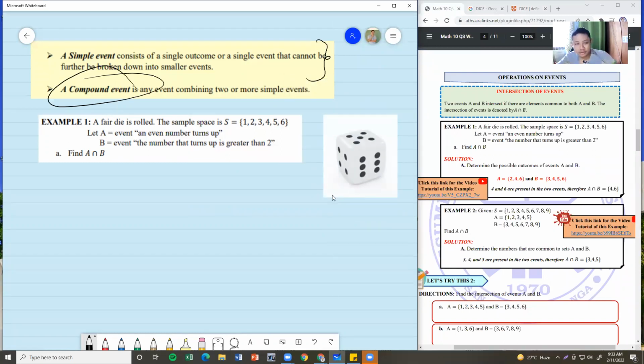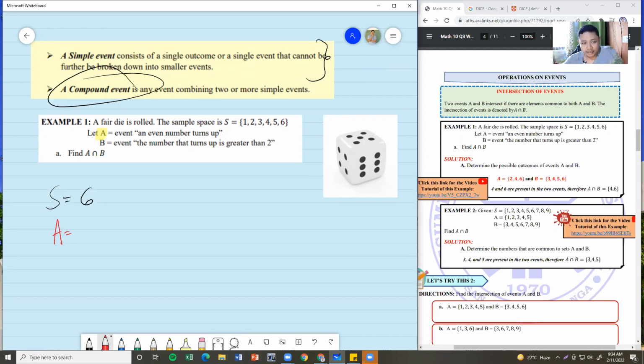So a fair die is rolled. You know that the sample space will be 6. S will be equal to 6, right? Our sample space. So let A, in this case, there will be two or more events. Look at this. In the first event, event A, it is an event wherein an even number turns up. Okay, so for the event A, an even number turns up. What is that? That is 2, 4, and 6.